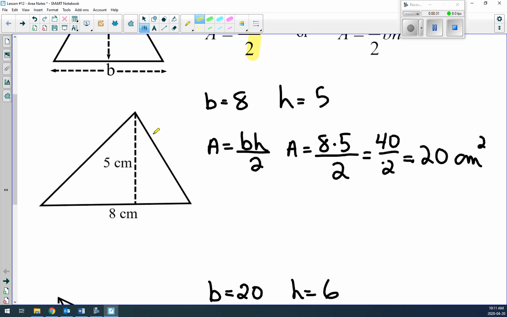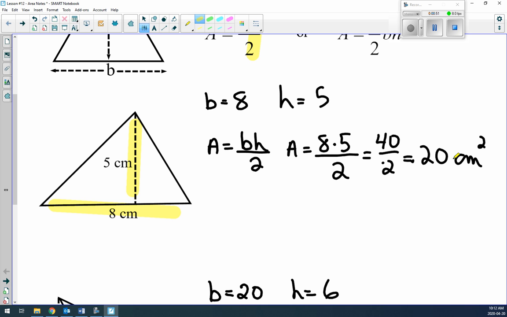So we have a triangle here. The first thing you should do is always write down what all the things are. So the base in this case is 8, so b equals 8. Height is 5. Then we just write the formula down. I'm using the b times h over 2 formula. So 8 times 5 over 2, 40 over 2, 20. Right? 40 divided by 2 is 20.